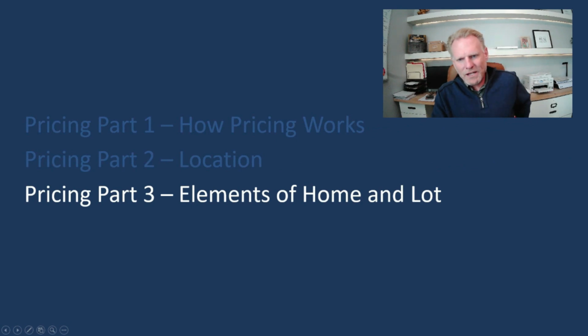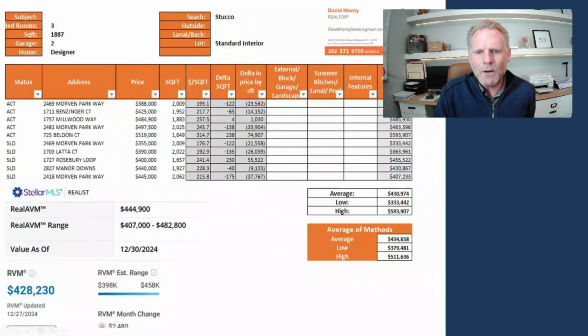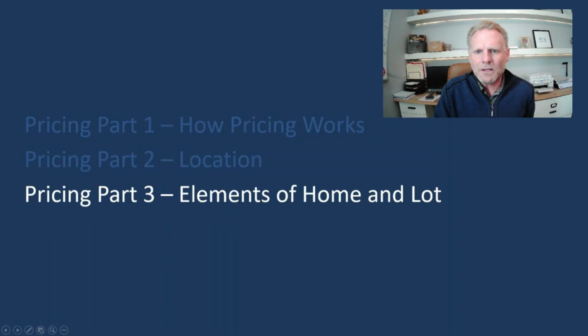Like I said in the introduction, this is the third part of a 3-part pricing series. The first part was how pricing works. In other words, how you actually do a market analysis, and I'll show you that on the next page, actually. Location, we went through in quite a bit of detail just to give you a sense of how the pricing changes throughout the villages. And in the last part, which is this one, we talked about the elements of the home and the lot that'll affect pricing the most.